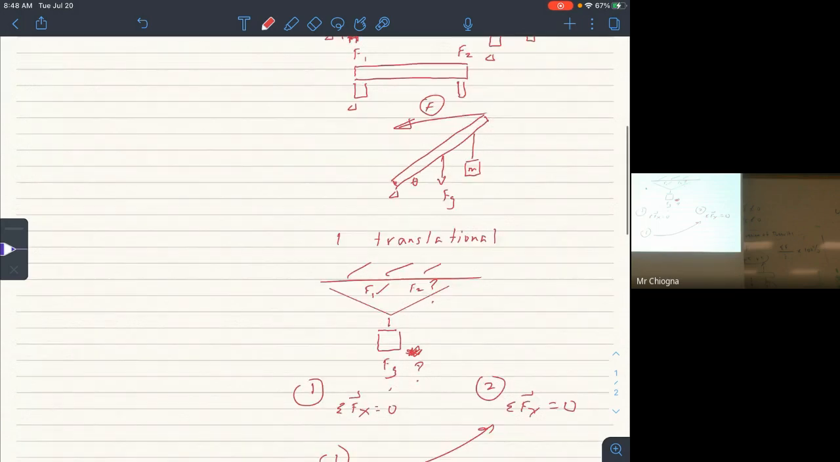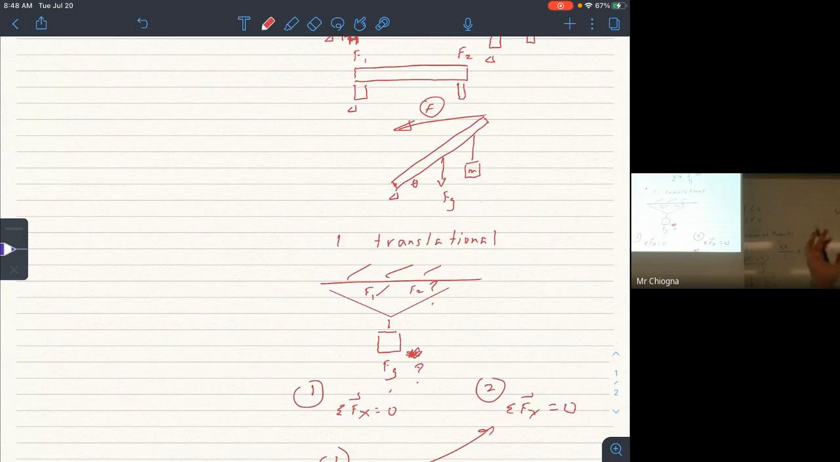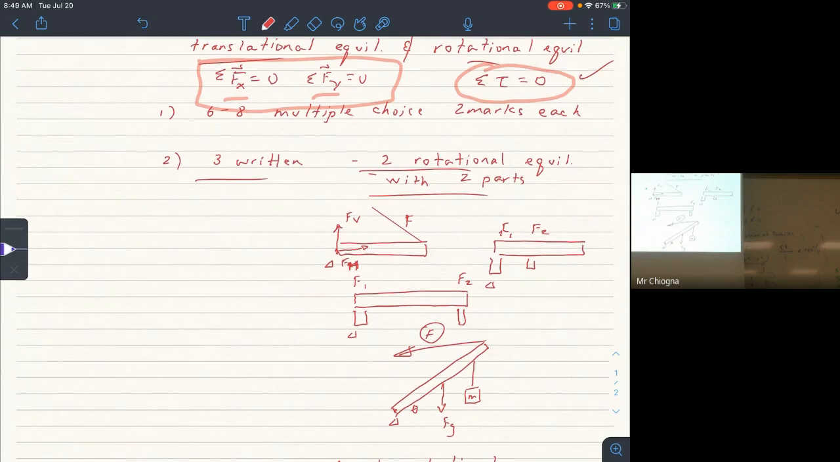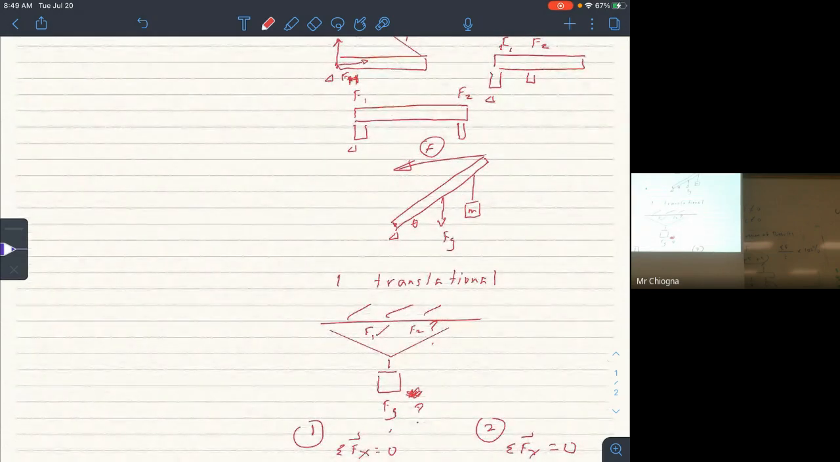No, I think in the multiple choice, there's a variety. I can't tell you what the ratio is, but I'm telling you in the written, there's 2 rotational and 1 translational.